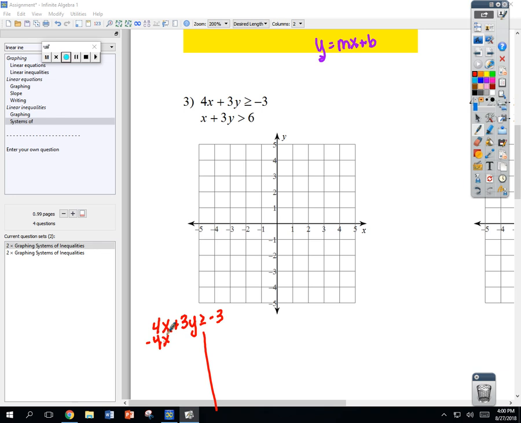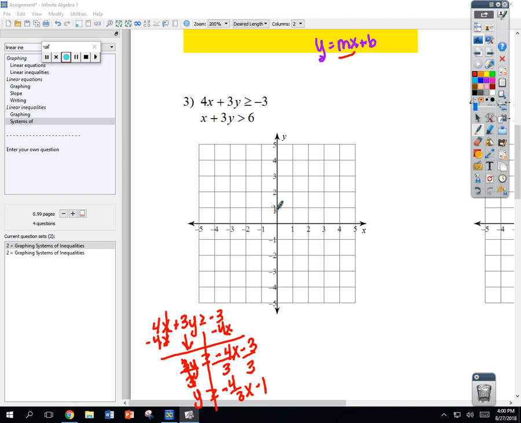I would have to take away 4x, take away 4x, bring down my positive 3y. These aren't like terms, so it would just be negative 4x minus 3. And I would put the negative 4x before the 3 because I want the mx to come before the b. And then I would divide everything by 3. So my equation is y is greater than or equal to negative 4 over 3 x minus 1. You have to make sure you divide everything by 3, not just two of the terms.